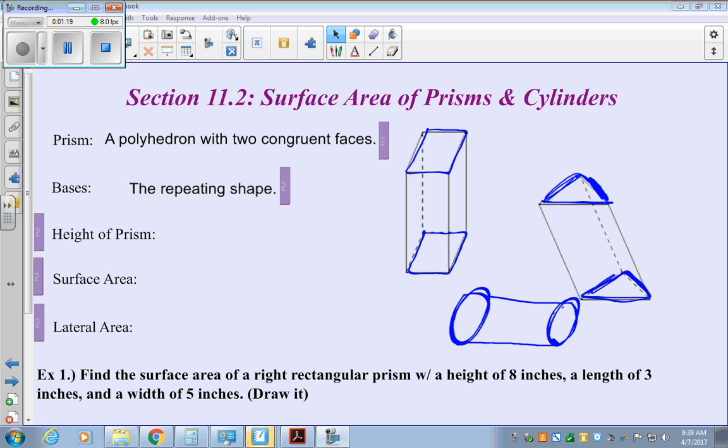Jacob, go ahead and pull the height of the prism for us. The height of the prism is the distance between our two bases. It's the line segment that connects the two bases. And then in this section, we are just focusing on surface area. So Issa, when you're ready, go ahead and pull the definition of surface area for us.